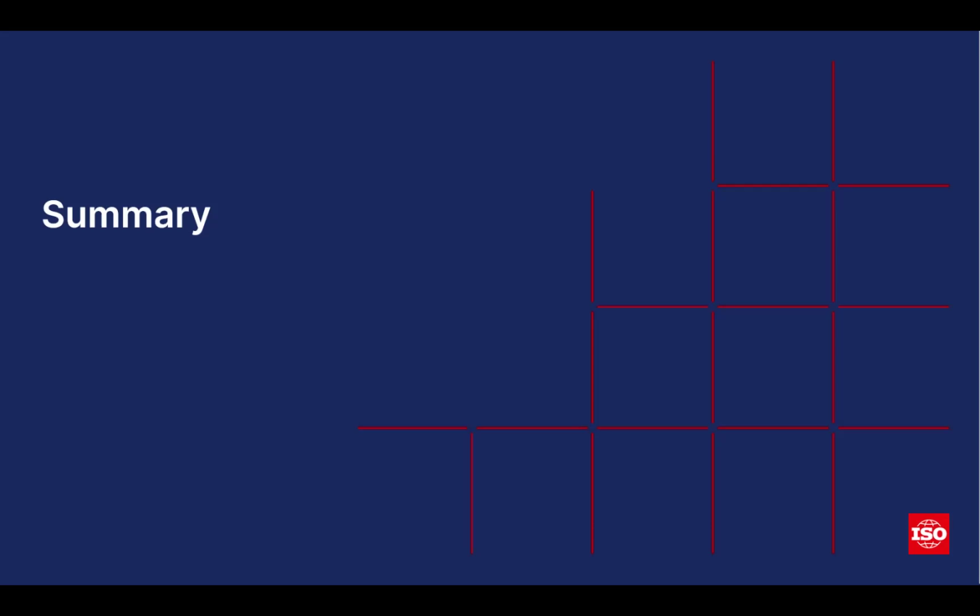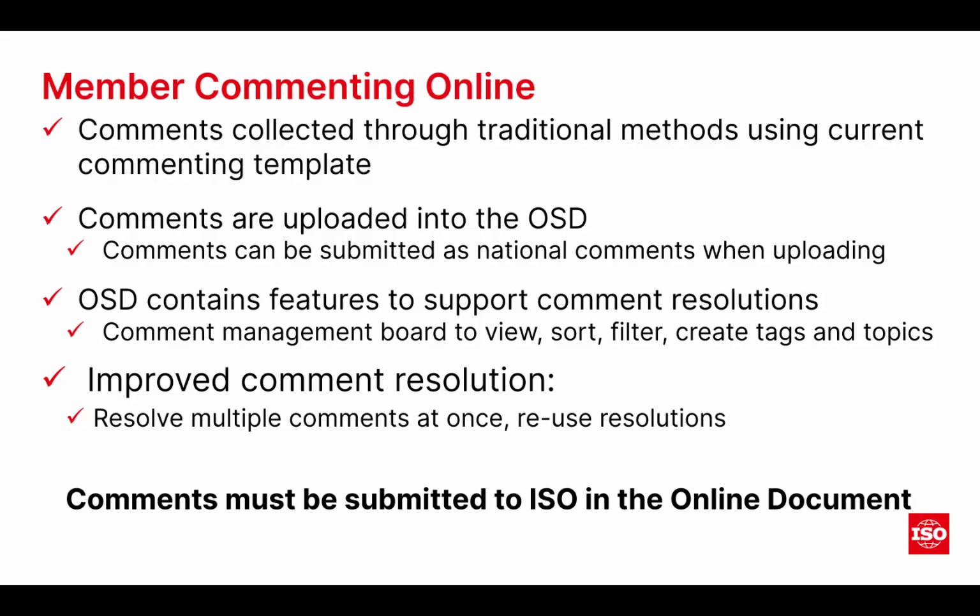So let's go through a quick summary of all the different things we've covered in this video. For member commenting online, when you are not managing your committees through the global directory, comments are collected through the traditional methods using the current template. From this template, the comments are uploaded into the OSD. Then they can also be submitted directly as national comments if you have a good process for consolidating those comments beforehand.